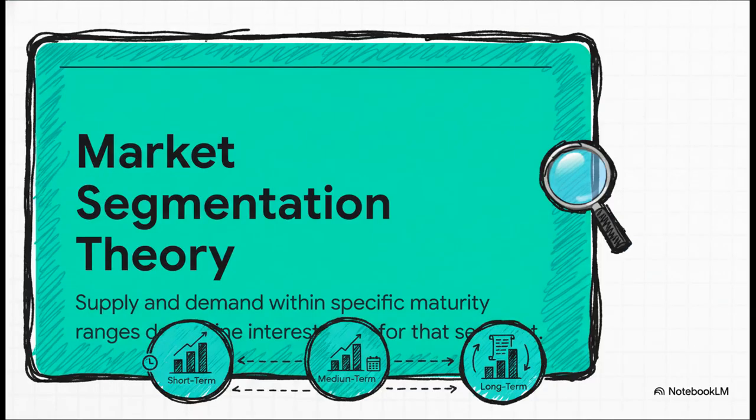And finally, our third theory is called the market segmentation theory. This one takes a totally different approach. It says, hey, maybe we're thinking about this all wrong. The bond market isn't one giant single market. It's more like a bunch of separate, smaller markets, one for short-term, one for medium-term, and one for long-term. A bank that needs cash for next week doesn't really care what 30-year bond rates are doing. So each of these segments has its own unique supply and demand, which sets its own unique interest rates.